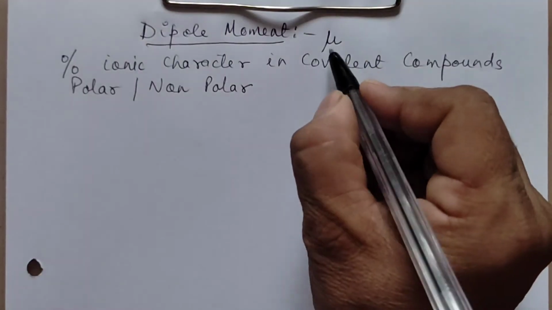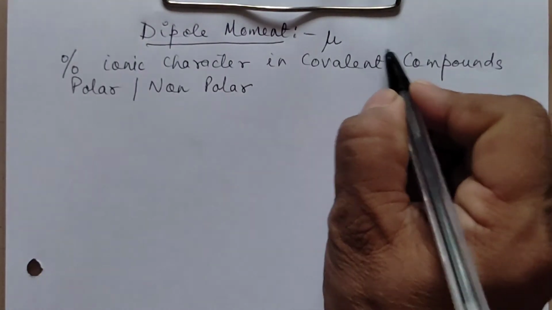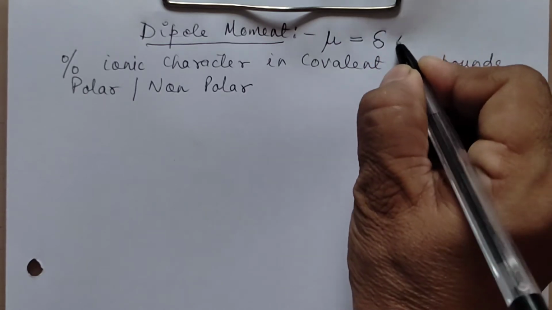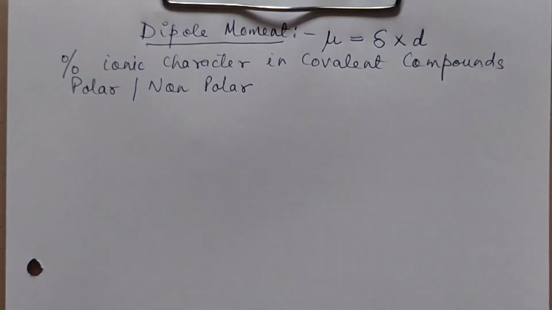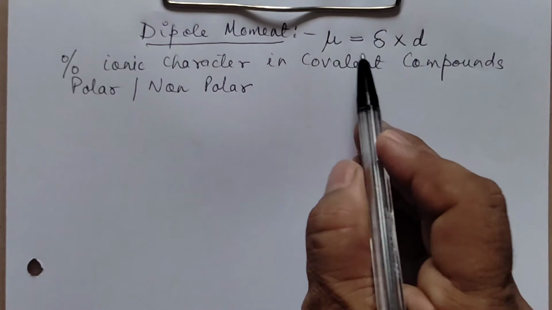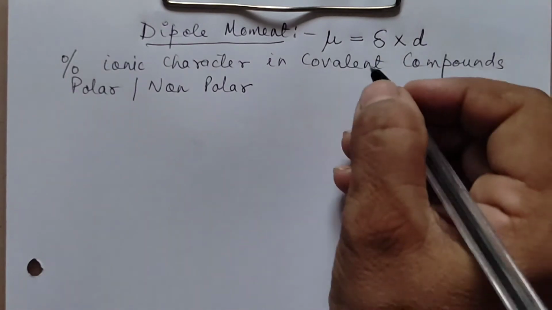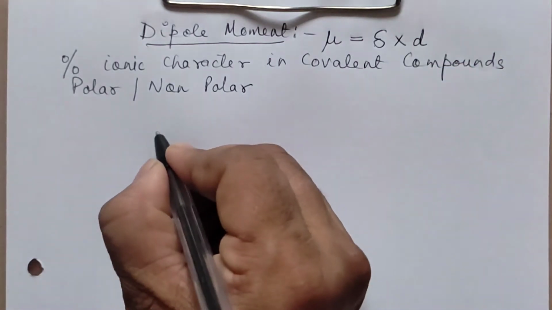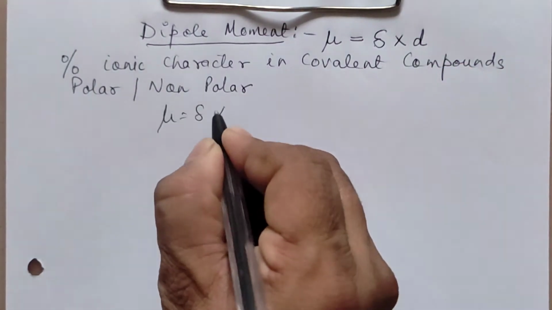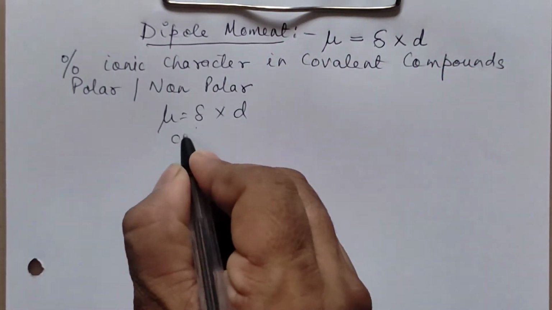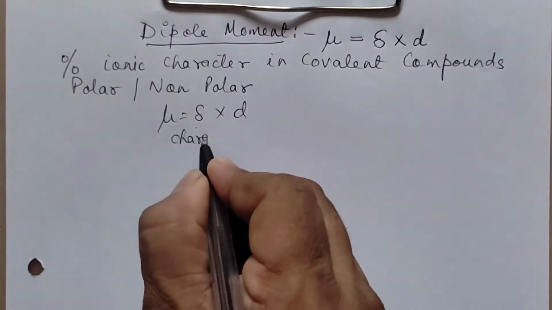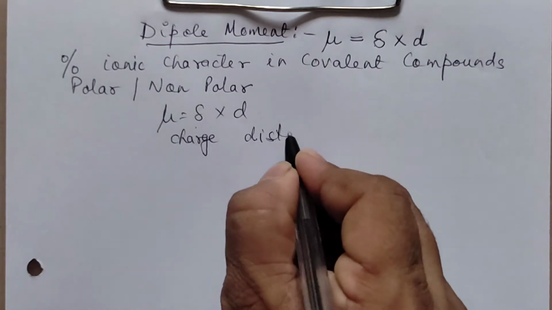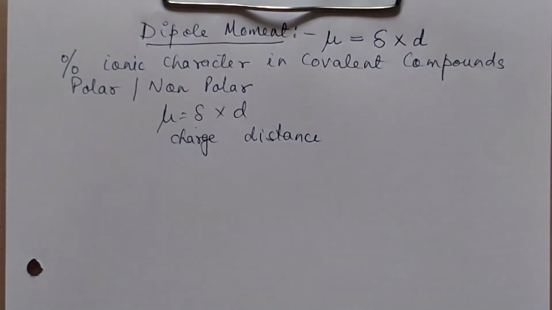Now dipole moment, as I said, is represented with the symbol mu. It is a product of delta into D. That means we say that it is the product of charge. Delta is charge. Okay, let me write here. Mu is equal to delta into D. This delta is charge, and D is the distance, the internuclear distance between the two atoms.